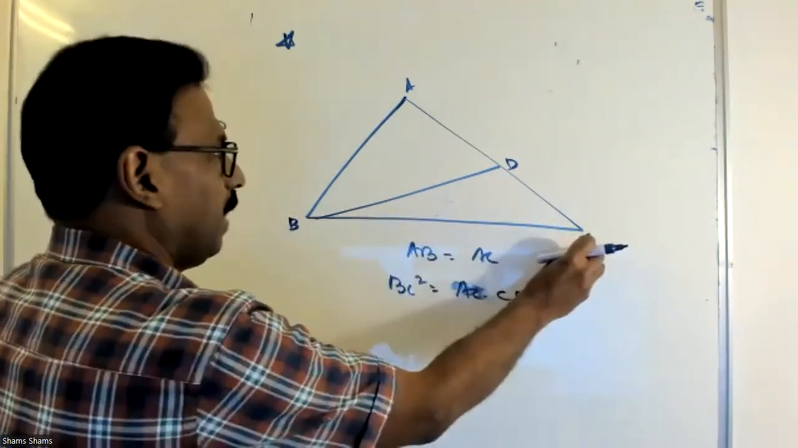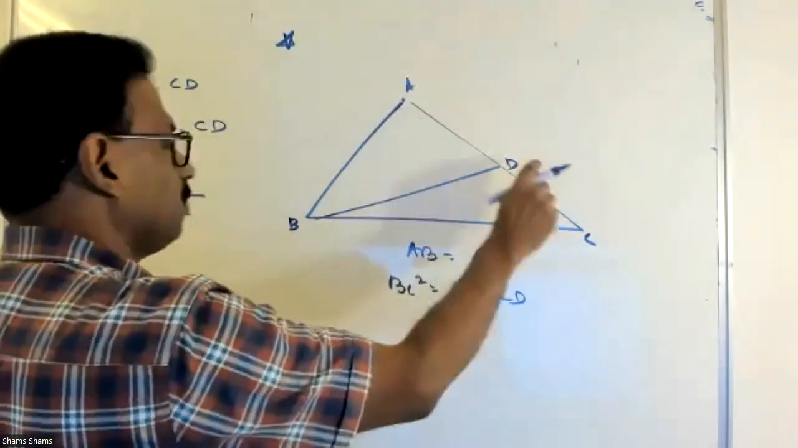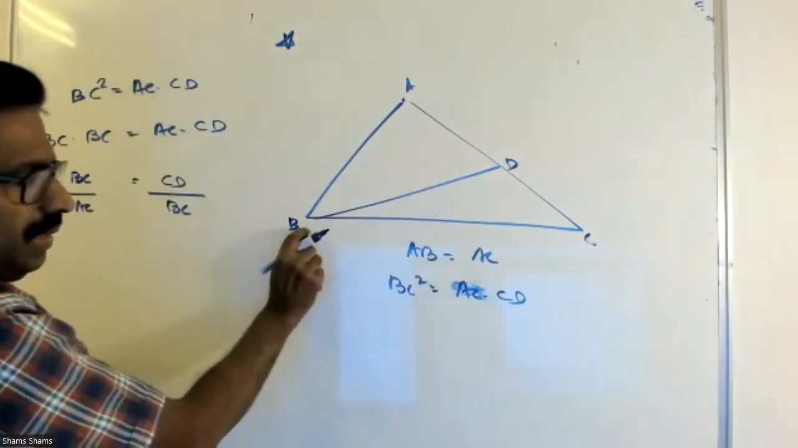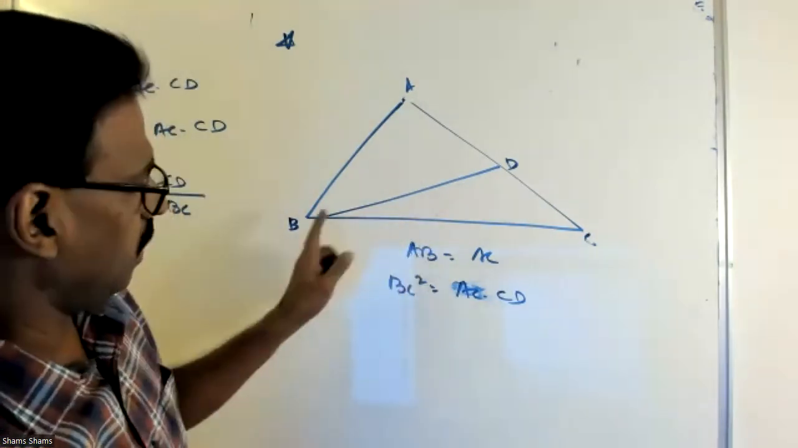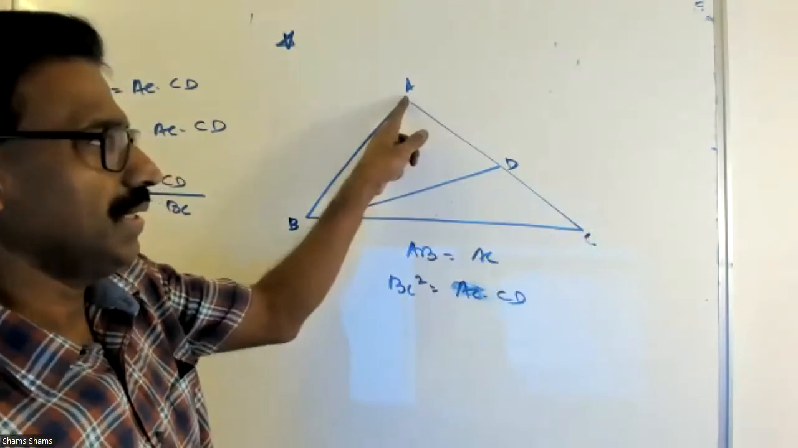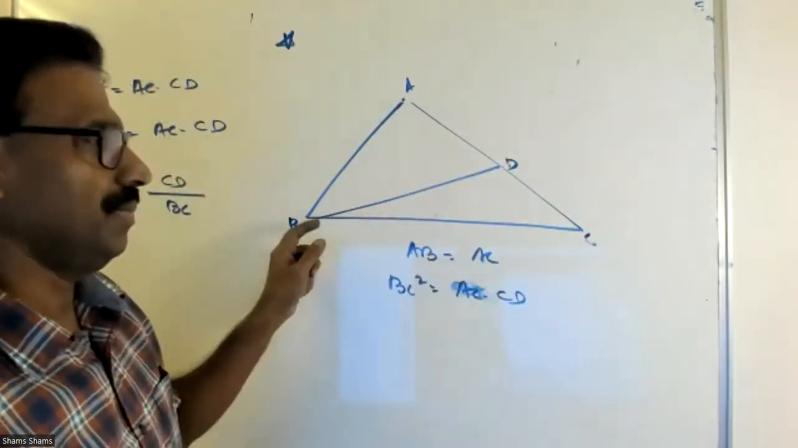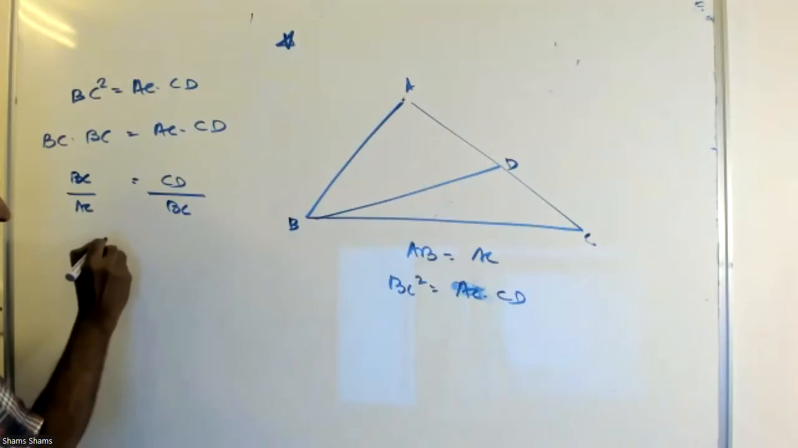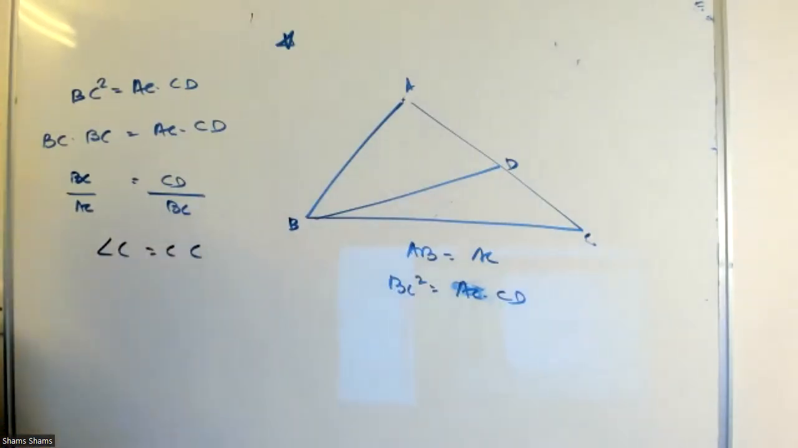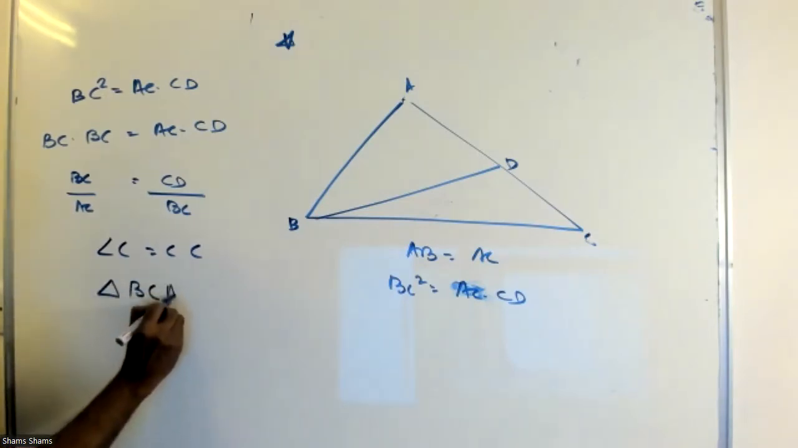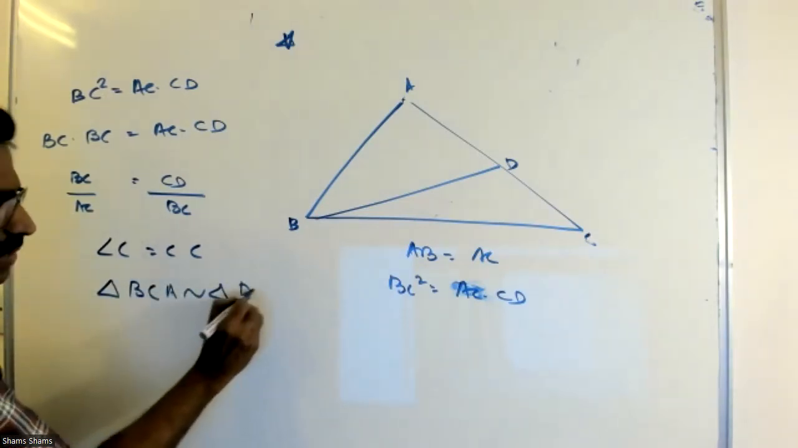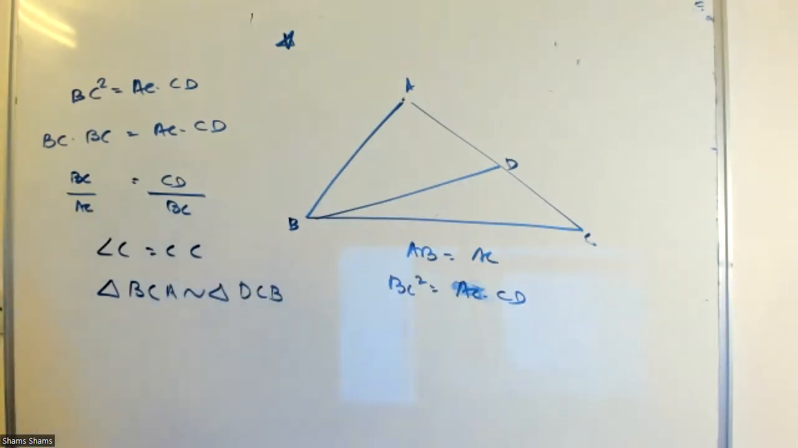BC by AC equal to CD by BC. Look at it from the given. BC by AC equal to DC by CB. Then angle C equal to angle C, common. Therefore, triangle BCA is similar to triangle DCB. Any objection or not? This is okay? Yes, sir.